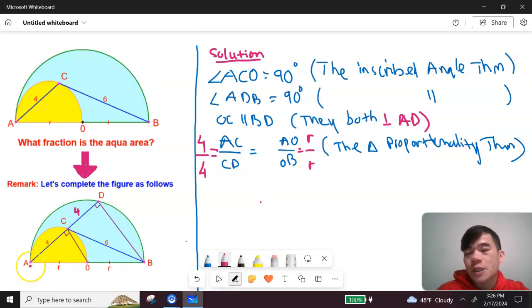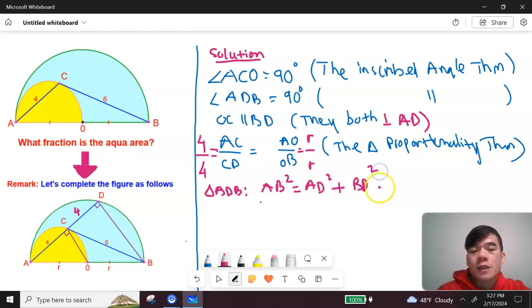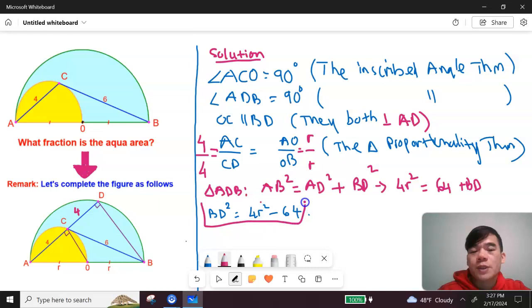All right, now take a look at the bigger right triangle ADB. We're going to use the Pythagorean theorem for this triangle. So we have AB square equals AD square plus BD square. And then we substitute values. AB is 2R, so 2R square, which means 4R square, equals AD, which is AC plus CD, so 4 plus 4 equals 8, so 64, plus BD square. So BD square equals 4R square minus 64. We just leave it right here. We're going to use this later.